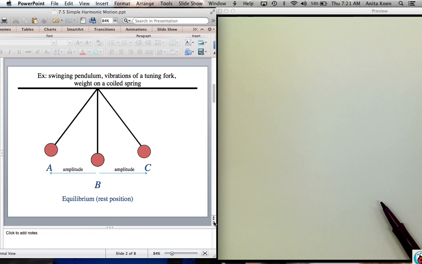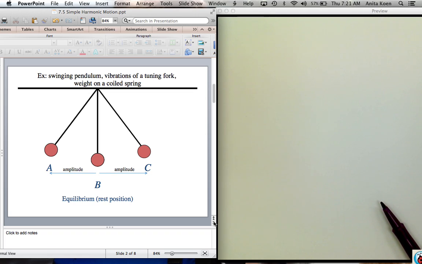If you look at point B, that's the rest position or the point of equilibrium. If my pendulum was hanging at rest, it was still, then it would hang straight down at point B. If I took that pendulum and pulled it back to point A, the distance that I have pulled it is now the amplitude. I could have also pulled it to the right and pulled it over to point C. The distance there would still be the amplitude.